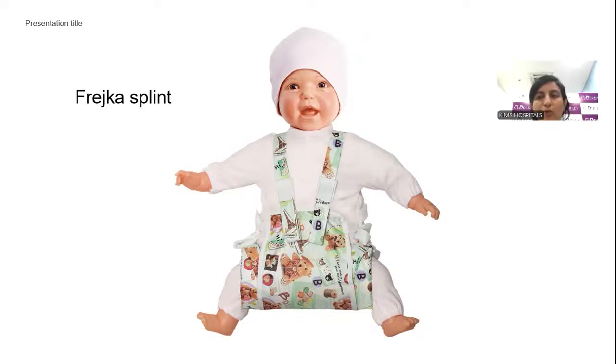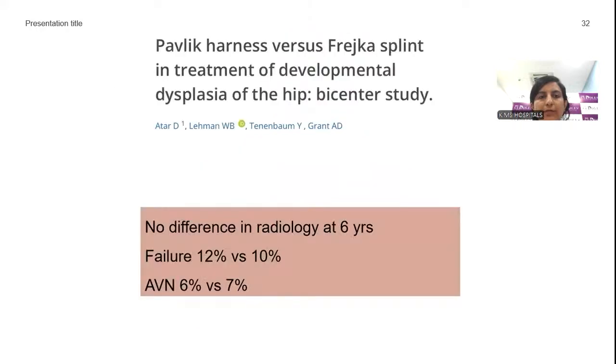So the child needs to be in follow-up with the orthopedician. So this is another splinting which is used, called Frejka splint. This is a mattress kind of thing. It is usually quite easily administered. And when compared with Pavlik harness, there is no difference in radiology findings at 6 years. Failure rates are 12% with Pavlik harness and 10% with Frejka splint. And the rates of avascular necrosis is 6% with Pavlik harness and 7% with Frejka splint.